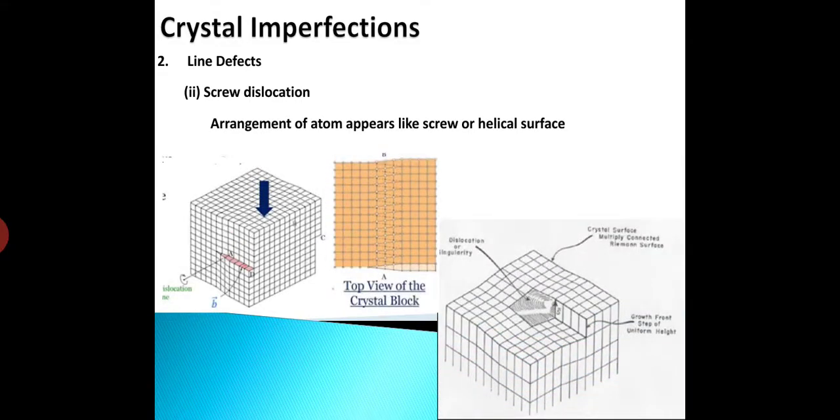As shown in the figure, the arrangement of atoms appears like a screw or helical surface due to the screw dislocation. Therefore, it is called a screw dislocation. So it is mainly available for surfaces where a helical path is given.